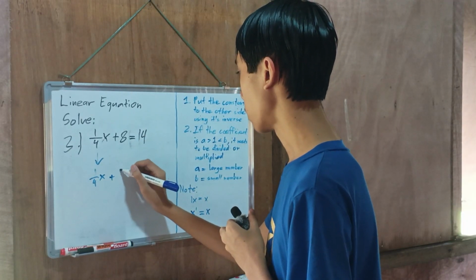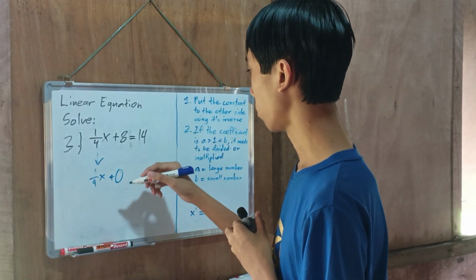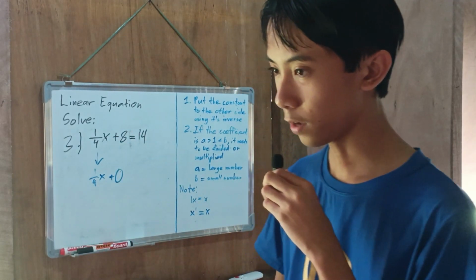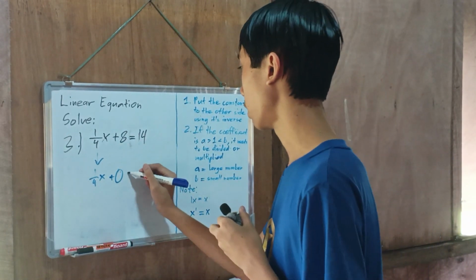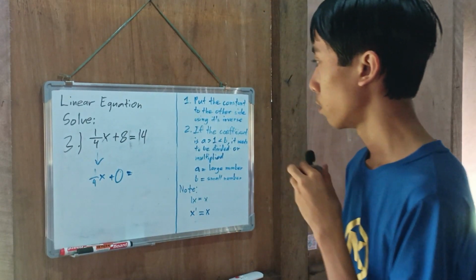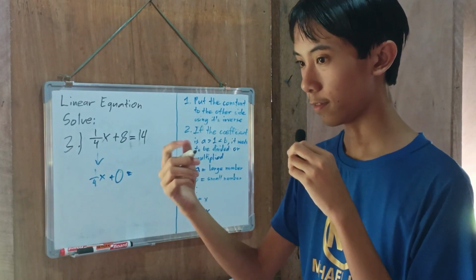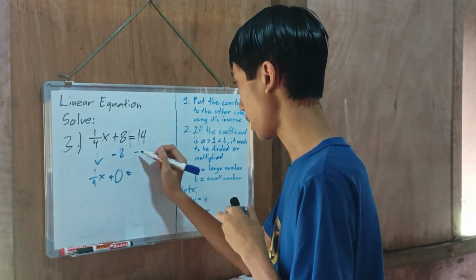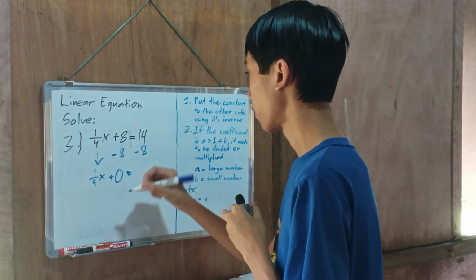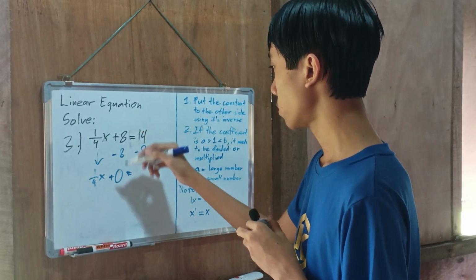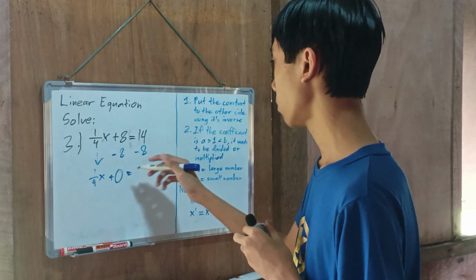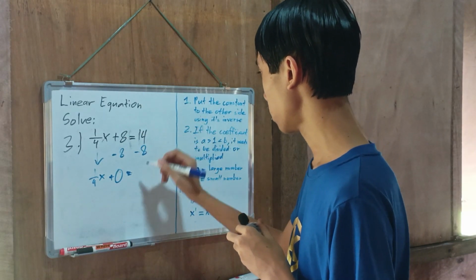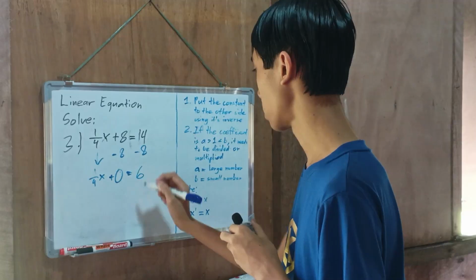Then we're gonna plus 0. Figure out what number when you add it to +8 will become 0, and then we're just gonna put an equal sign, which is -8. So I'm gonna put -8 on both sides. Now, since we already put 0 on it, we're gonna ignore that. And then 14 minus 8 is 6.